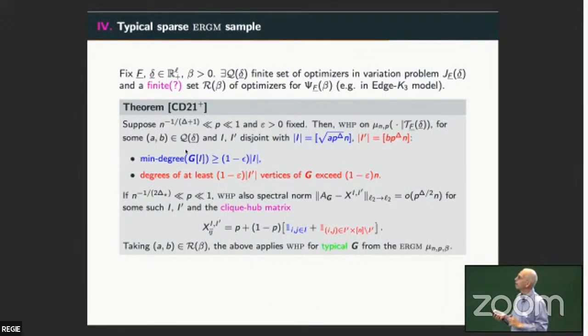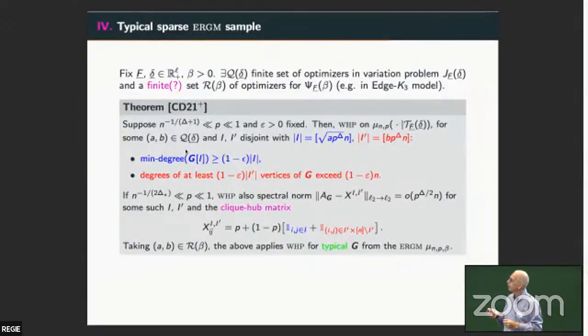If you are in the domain of P that I mentioned, then with high probability, conditioned on the rare event, you will find yourself a clique of appropriate size and a hub of appropriate size. This is what I wrote here: the set of vertices I and I prime, such that if you look at the graph restricted to I, you will find approximately a clique. What does it mean? Every vertex will have a degree in that graph that is almost complete, meaning 1 minus epsilon, the maximal degree in that graph.